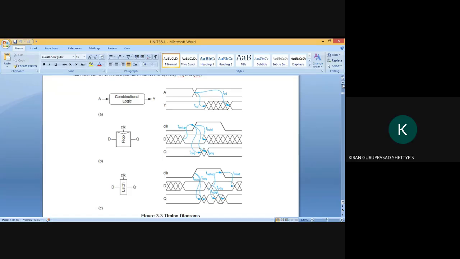Ma'am, whenever the input changes, the output at the instant where the minimum time occurs, that is contamination delay. Whenever the output becomes stable, that is the propagation delay, ma'am. Maximum time. Super. Correct.